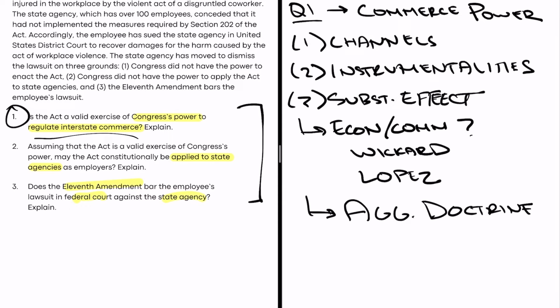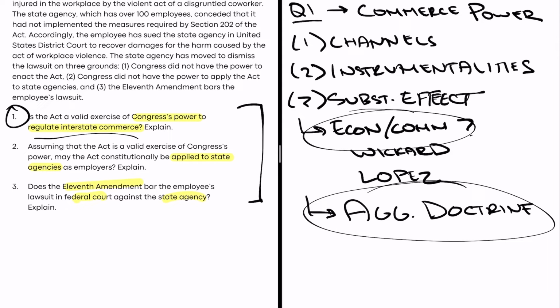But if we look at this activity in the aggregate, if we look at every farmer in the state and we think about every farmer growing wheat and we apply this aggregation effect, we can see how all the farmers in the aggregate do have a substantial effect on interstate commerce. So because this is an economic or commercial activity, we can apply the aggregation doctrine and find that in the aggregate, this does have a substantial effect on interstate commerce.